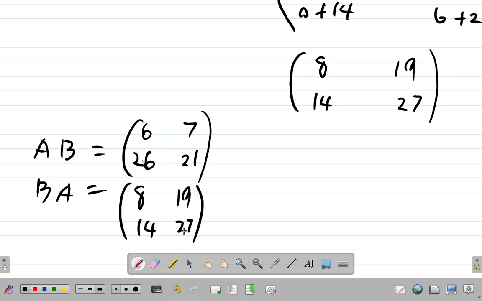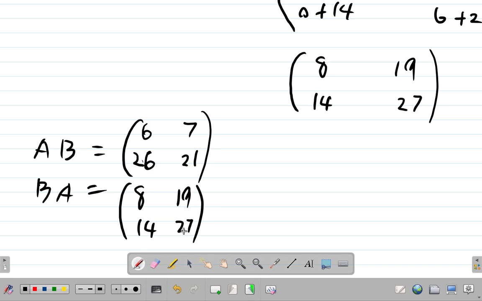So, you can see that BA and AB are not necessarily the same thing when it comes to matrices. When you multiply two numbers, it doesn't matter the order. But when you multiply two matrices, the order matters. You get different answers when you multiply matrix A by matrix B, then matrix B by matrix A.